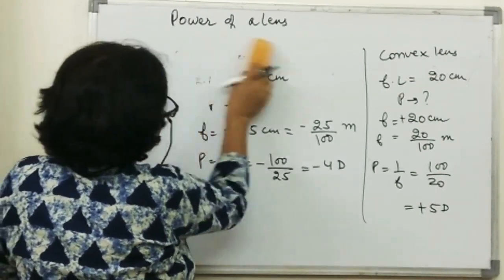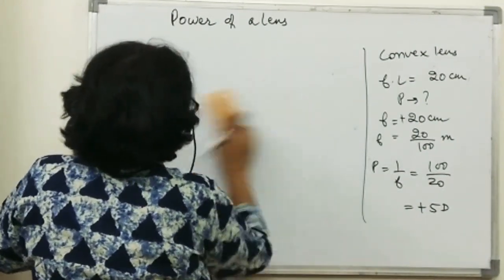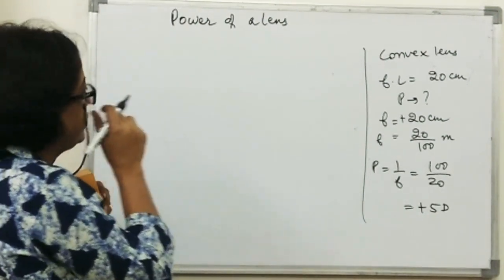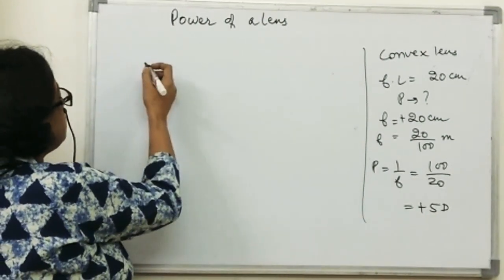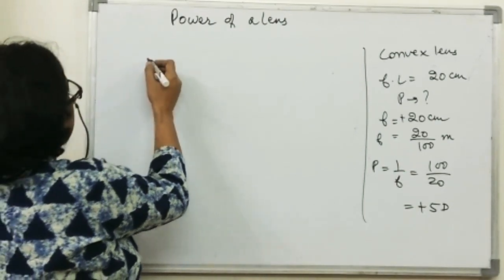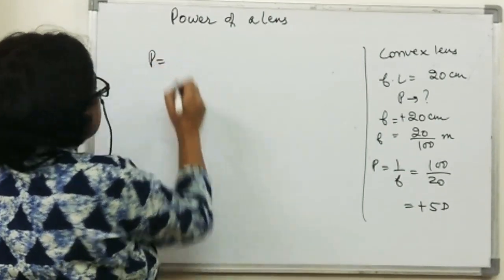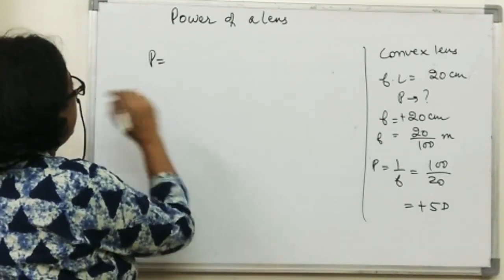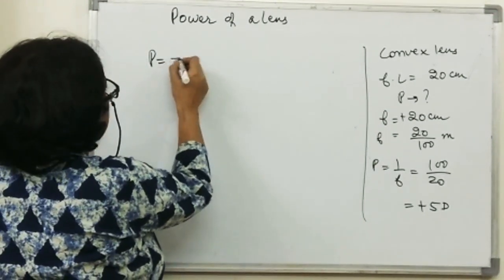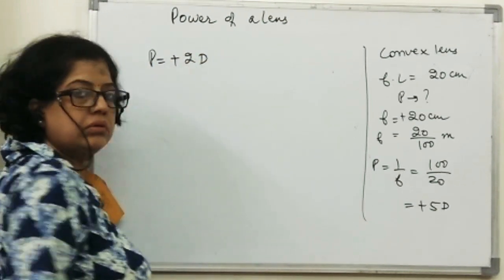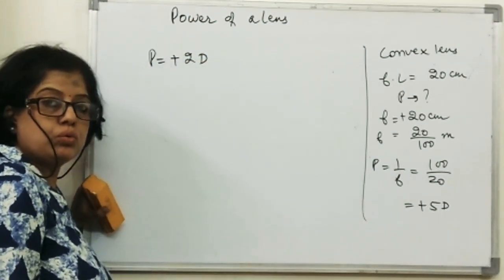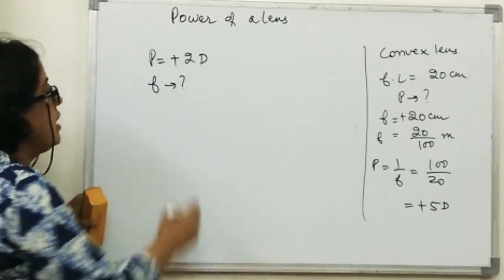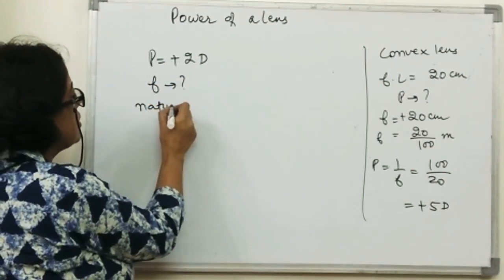Let's do one more simple question. Let us say that the power of a lens is given to you. Let us suppose that power of a lens is plus 2 diopter. So what will be the focal length of the lens? Suppose the question is find the focal length of the lens and what is the nature of the lens.